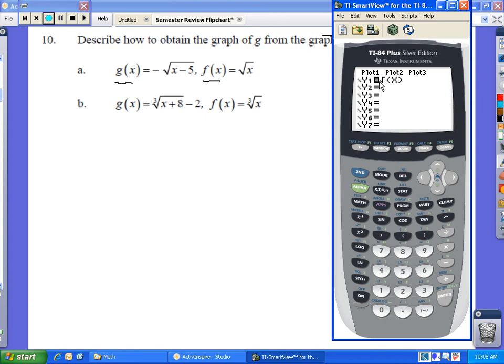So we're going to put in the square root of x to y equals and press graph, and you can see what it looks like. Okay. Now, what is going to happen if we put in the graph of negative square root of x minus 5? So let's take a look and see what happens to the graph when we do that. Press graph, and what do you notice happens to the graph? Well, the negative actually flipped it and reflected it over the x-axis, and then the minus 5 actually moved it 5 units to the right.